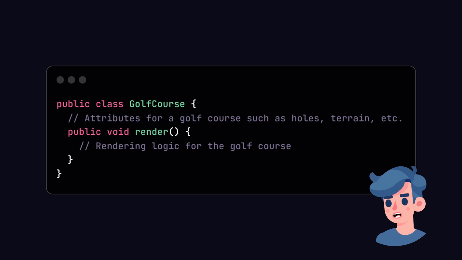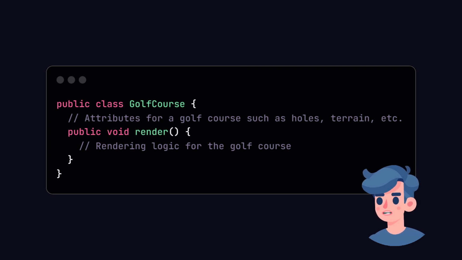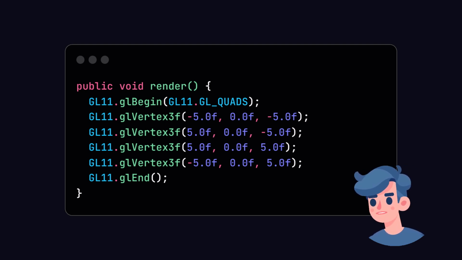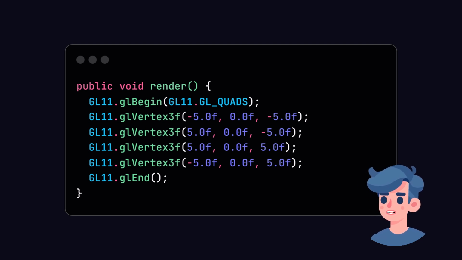Now we'll start implementing the golf course. To do this, let's create a new class called GolfCourse. Next, we will create basic terrain for our golf course. For simplicity, let's create a flat surface. We can represent the terrain using a simple quad. Here's how you can do that.